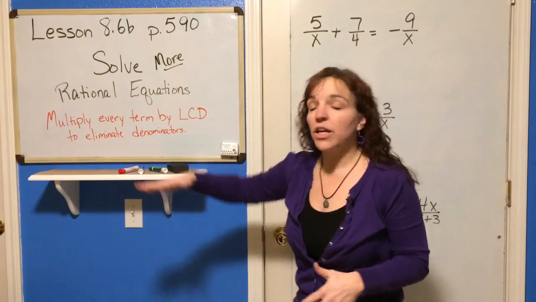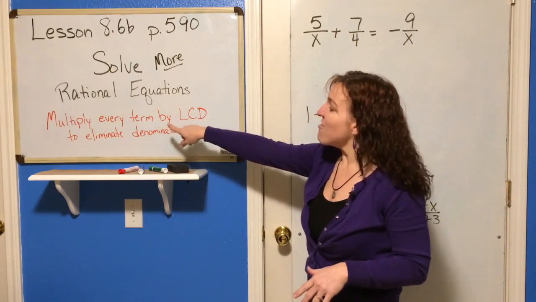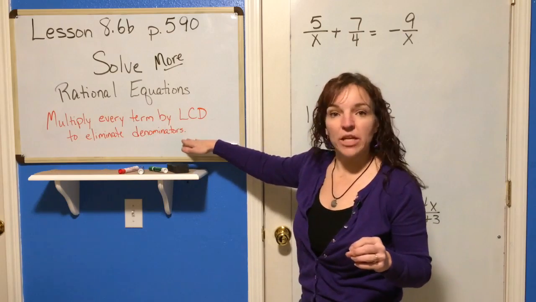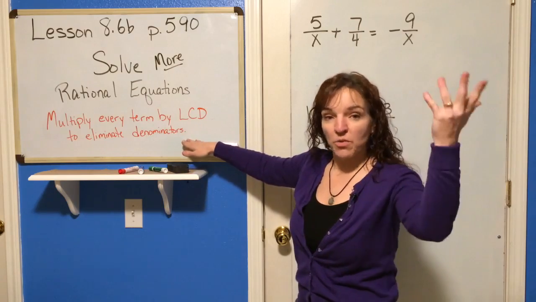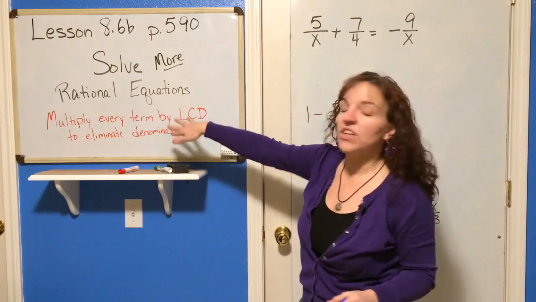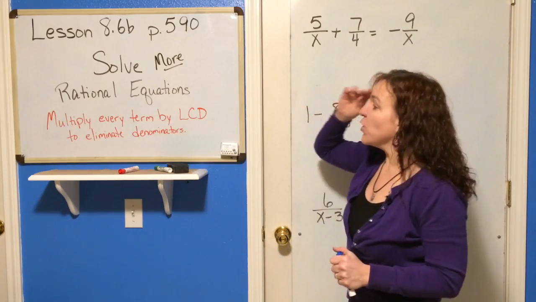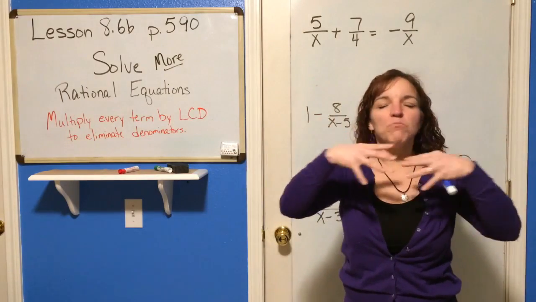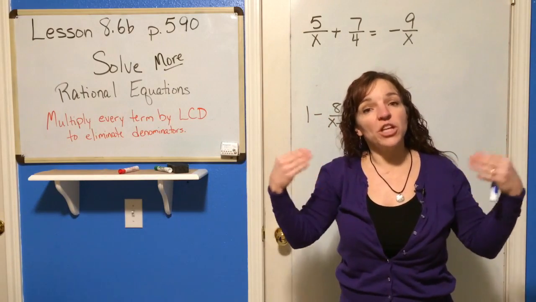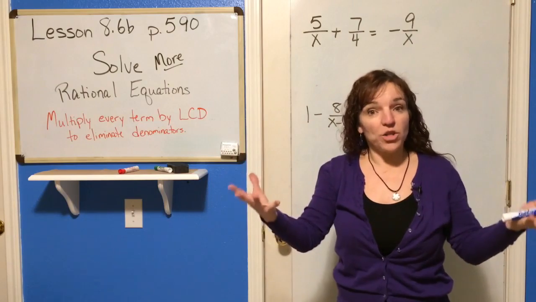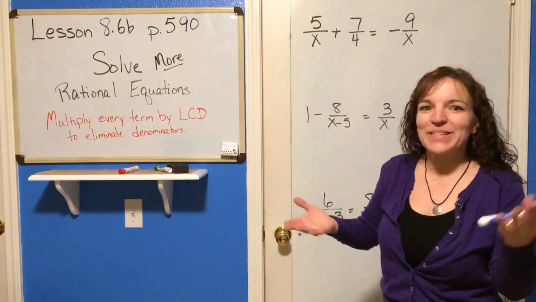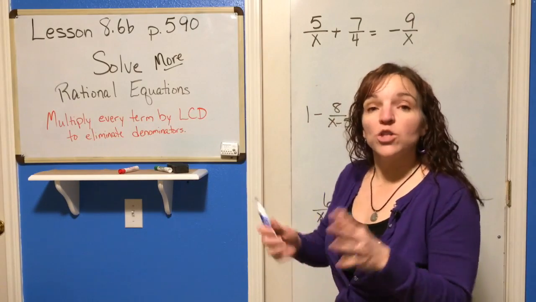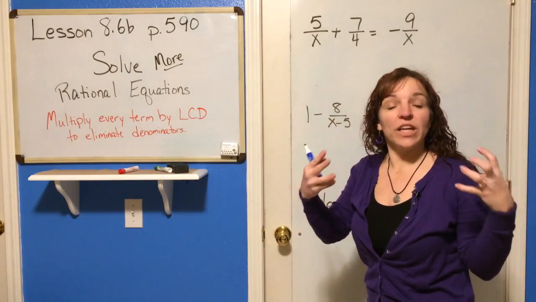So here's the trick. Here's the bottom line. Multiply every term in your equation by the LCD to eliminate the denominators. That's the trick. You may have already done this before, and if so, then awesome, great. If not, here we go. So if you multiply everything in the entire equation, everything in both sides, then you have changed nothing. You've kept the equation equivalent. Remember, do the same thing to both sides.